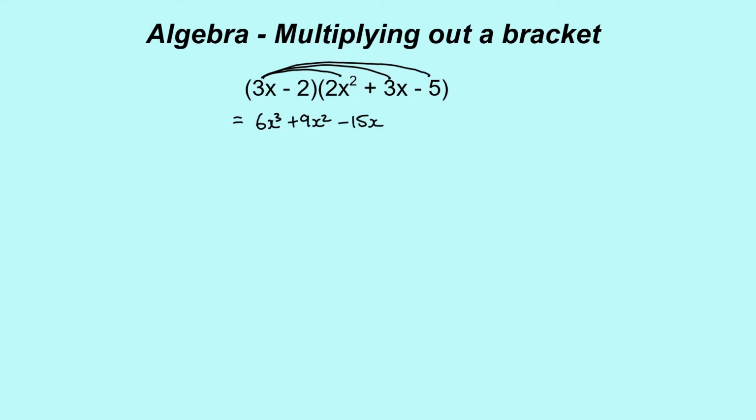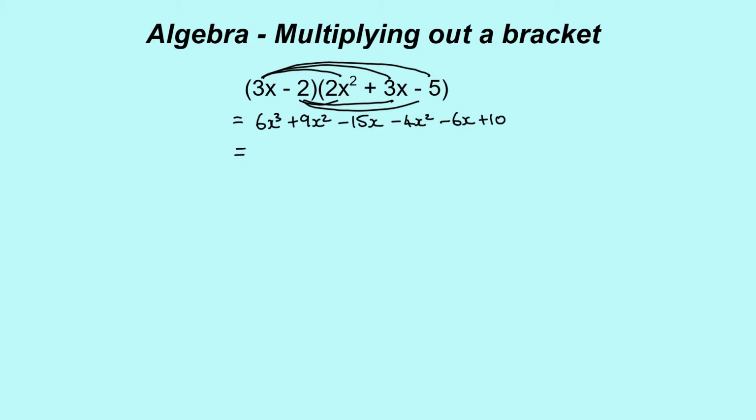So that's us multiplied 3x by everything in this bracket, and systematically so that we don't miss anything. Underneath, for the second term, minus 2 times 2x squared would be minus 4x squared. Minus 2 times 3x, minus 6x, and minus 2 times minus 5, plus 10. That's that double negative coming in again.